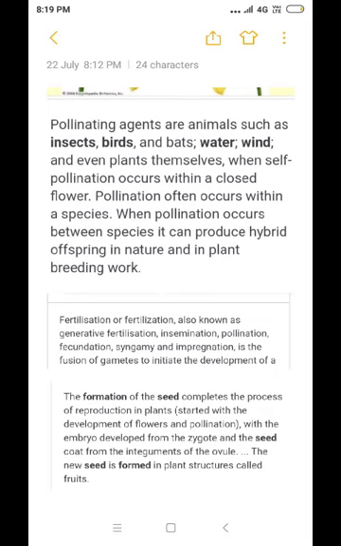Now I will tell you what the changes in a flower are after fertilization. The flower loses its bright color, the sepals, petals and stamens fall off, the ovary increases in size and becomes a fruit, the ovary wall becomes the fruit wall, and inside the ovary the ovules develop into seeds. So this is the end of the video.